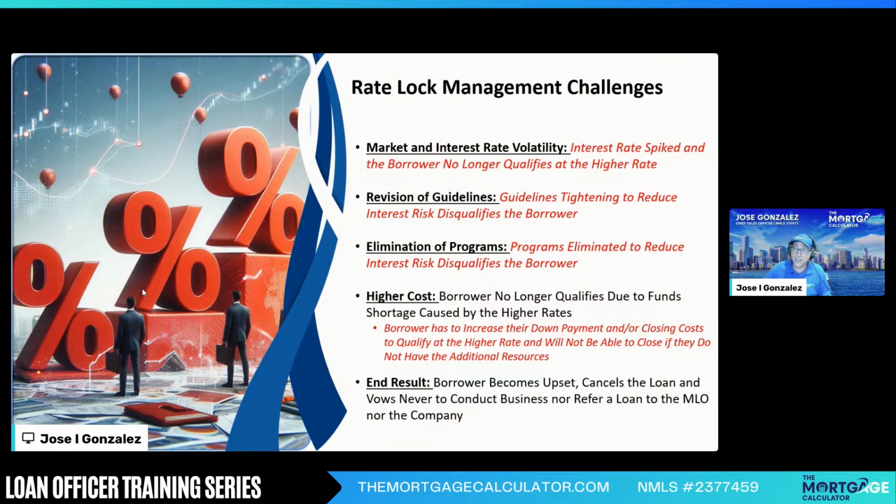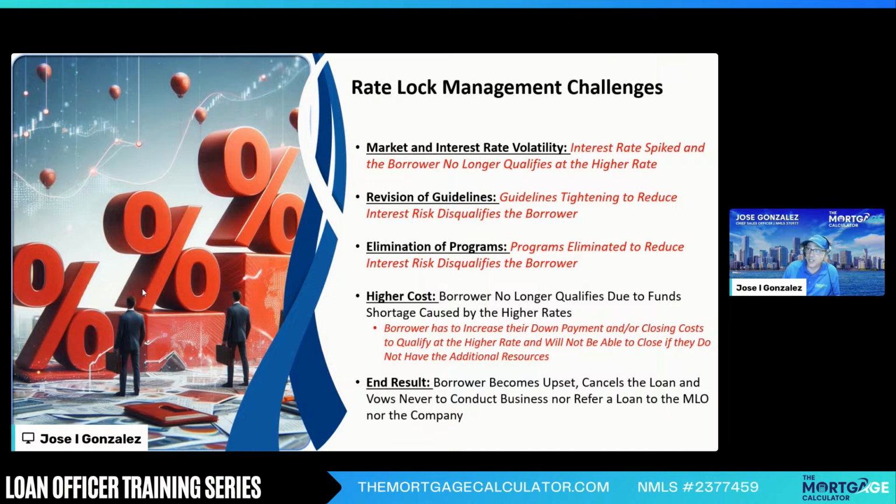So all you're doing is a disservice to the customer if you don't fully explain to them what can happen due to the volatility. Because what can happen is interest rates spike and the borrower no longer qualifies at the higher rate. That's what can happen. And that could be a really big challenge with volatility if you're not managing your rate locks properly.